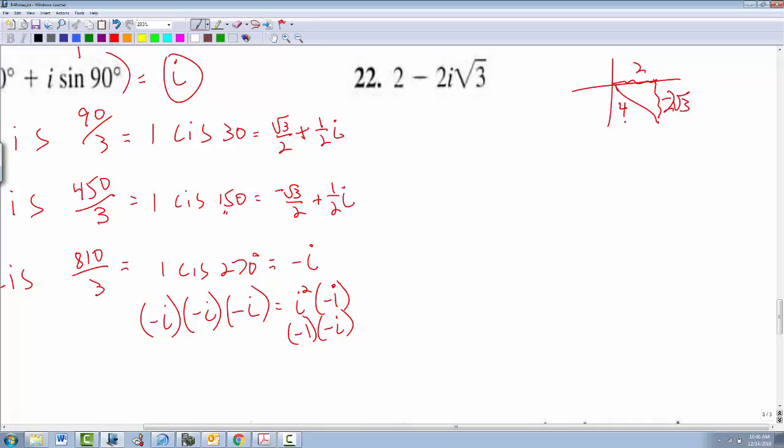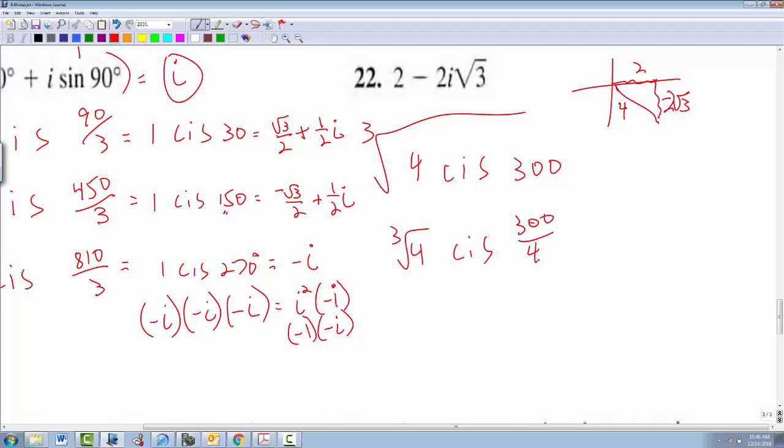Didn't we just have this one? And then what's that? So this is 4 cis what? What's this angle measure here? It's not 45. This is a 60. Let's just make it 300. Now what we need is the cube roots of this. And they did say just leave this in trigonometric form. So the first one is the cube root of 4, cis 300 divided by 4.